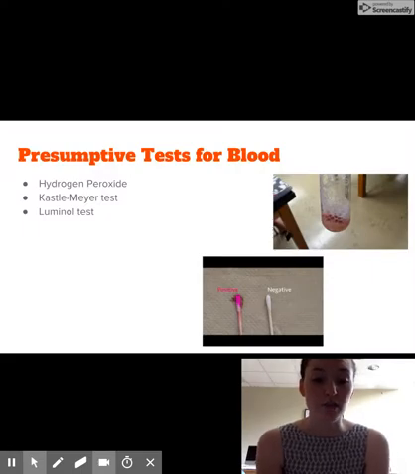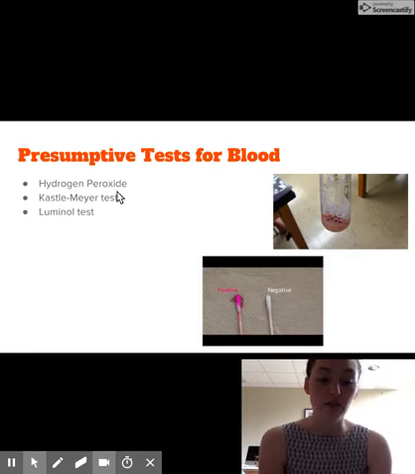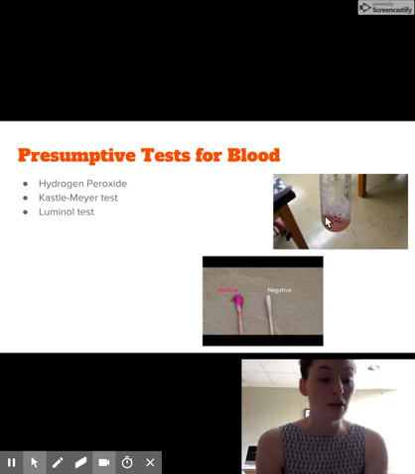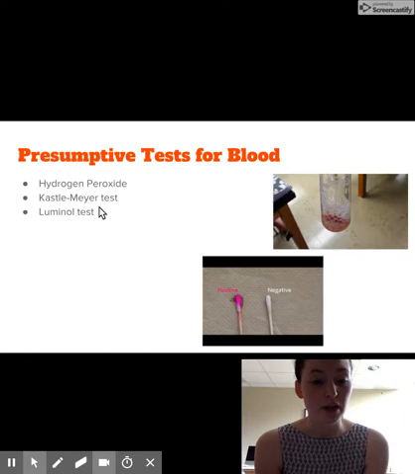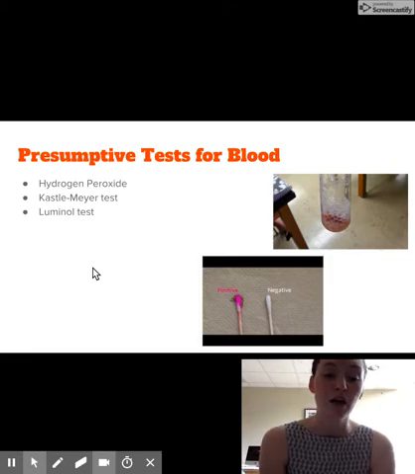So here are some tests for blood. We will do all three of these tests in class. So there's the hydrogen peroxide test for blood, where the blood will bubble and create gas. There's the Kastle-Meyer test for blood, where it will turn pink in the presence of blood. And there's a luminol test, which I'll talk about in a second.